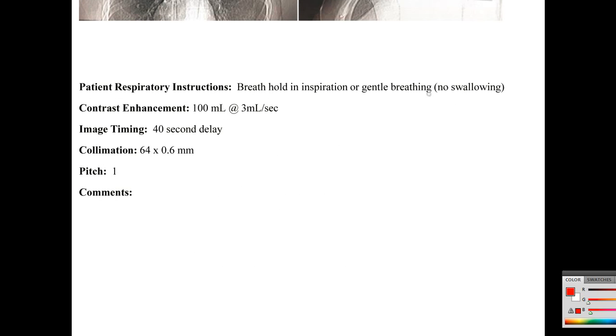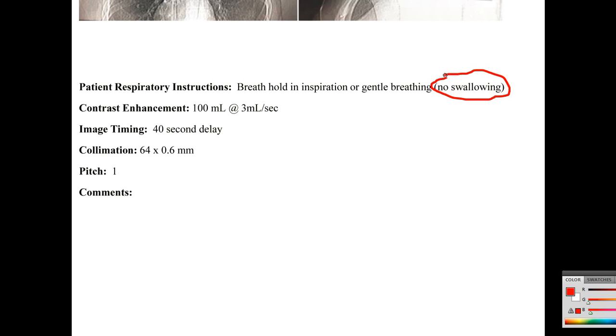Once again, patient respiratory instructions: breath hold and inspiration if the patient can do this. However, not all patients can do that. Some may not have the capabilities to hold their breath for the full amount of time, and if that is the case, then absolutely gentle breathing can be allowed, but definitely no swallowing. If a patient swallows, that will truly mess up the scan and ultimately provide great inconsistencies in the data.